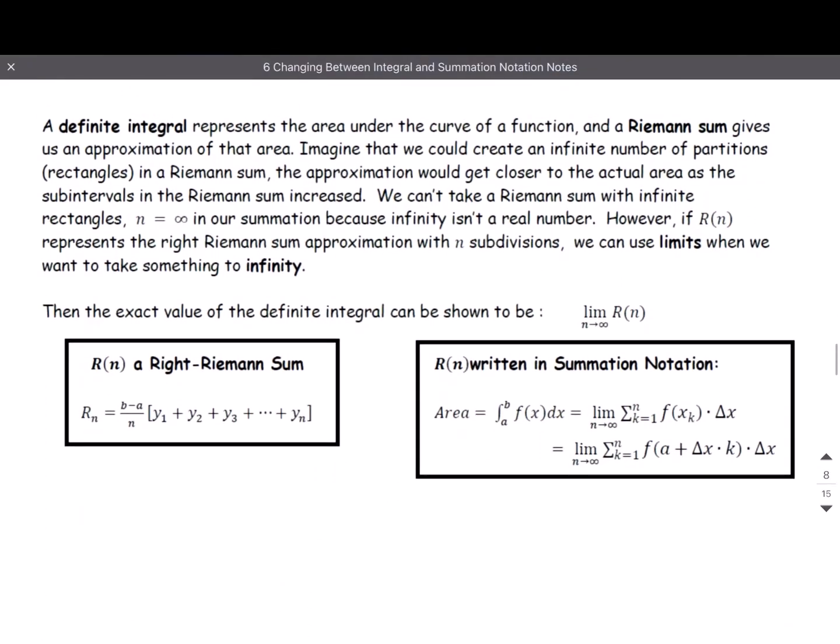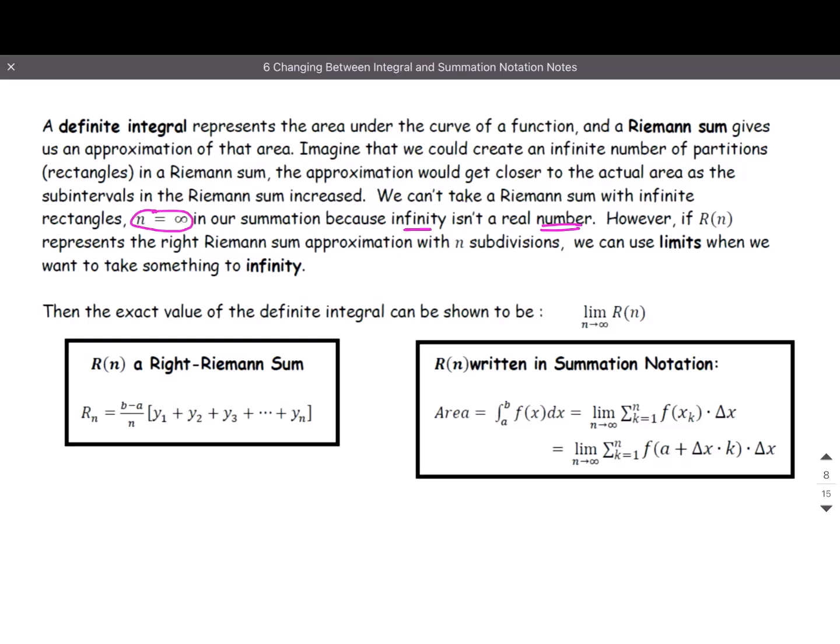Now, just a reminder of a few things. A definite integral represents the area under a curve of a function, and a Riemann sum gives us an approximation of that area. Remember that if we want an infinite number of partitions or rectangles in that Riemann sum, the approximation gets closer and closer to the actual area. We talked about this, and we can't take Riemann sums with infinite rectangles because n equals infinity in our summation, and infinity is not a number. You cannot substitute it in.